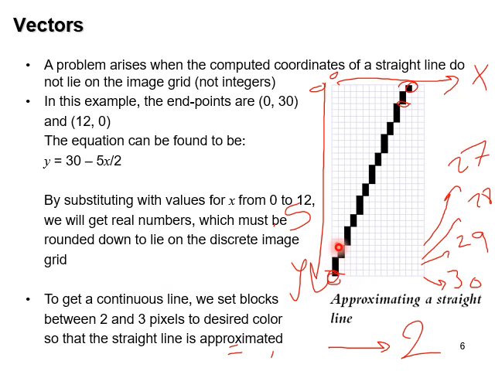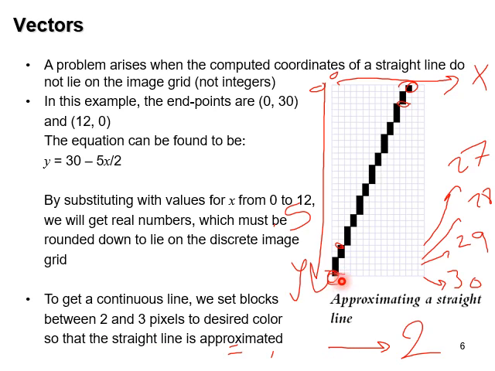Now to get a continuous line, and this is the whole idea, because if the line would appear as this pixel, and then this one, and then for example this one, then there will be gaps in between. So when you view that line, you wouldn't feel that this is actually a straight line. So to get a continuous line, we set blocks between 2 and 3 pixels to the desired color so that the straight line is approximated.